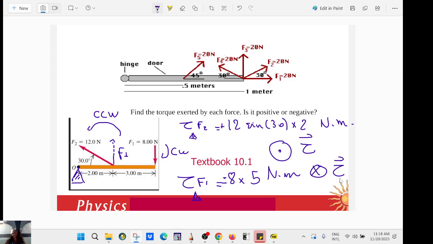Which rotation? If you have a vector, this is a vector, right? If the vector goes into the board, then you see a cross because it's like an arrow. It's the tail of an arrow.